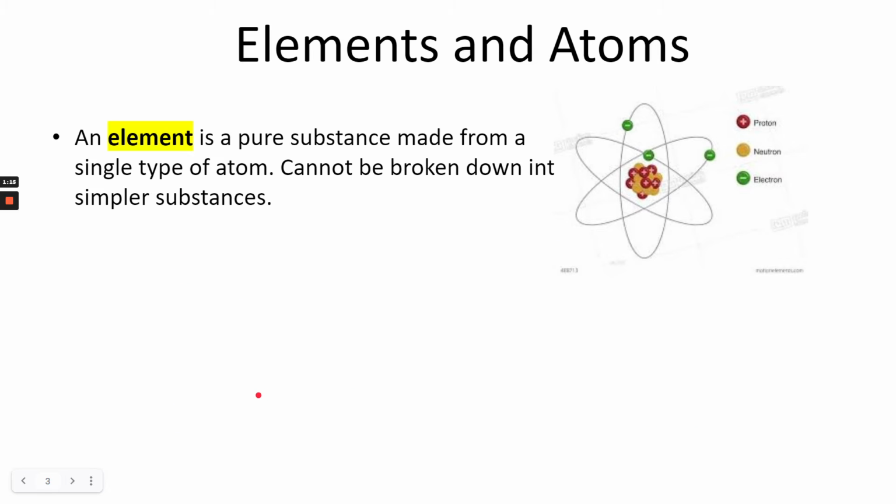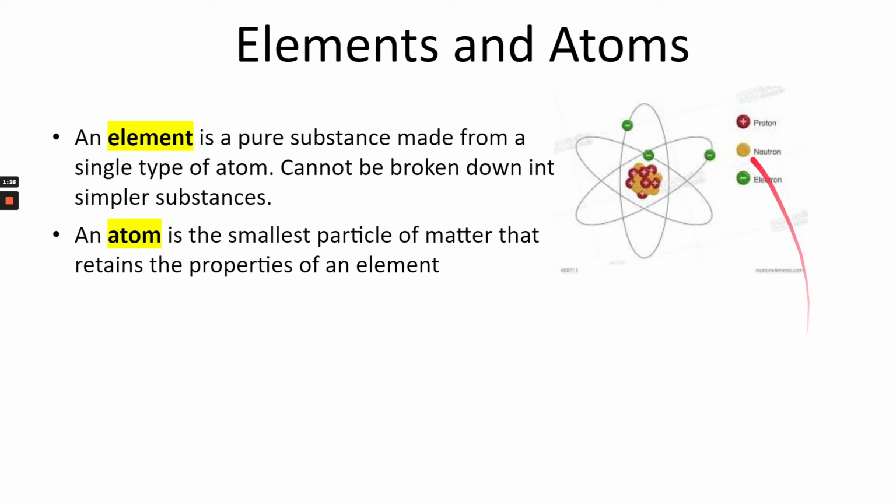So just a little bit of background information before we start. An element is a pure substance made from a single type of atom. It cannot be broken down into simpler substances. So an example of an element would be carbon, oxygen, nitrogen, hydrogen. Those are elements. If you think about the periodic table of elements, that's what you think about.